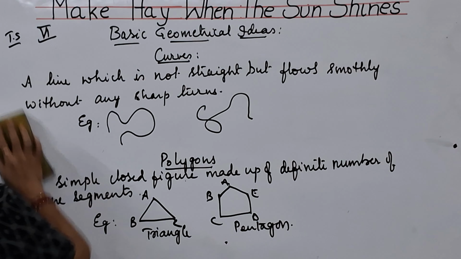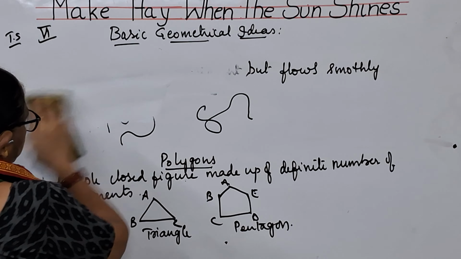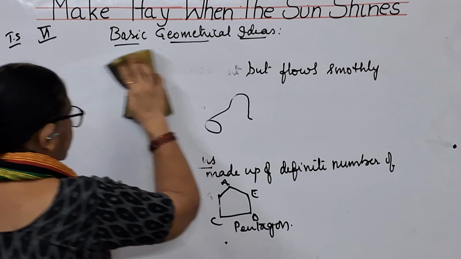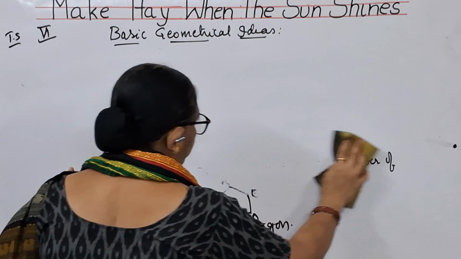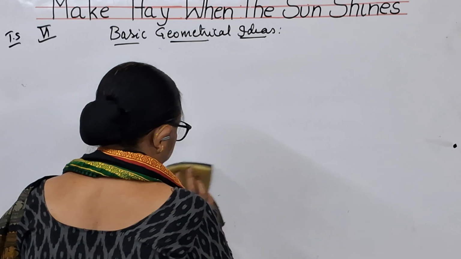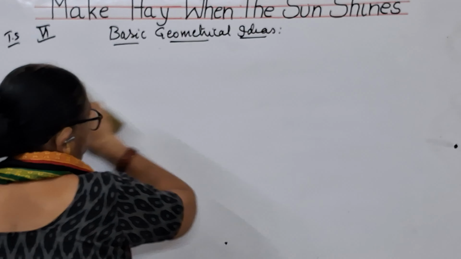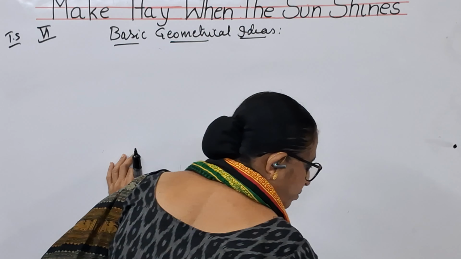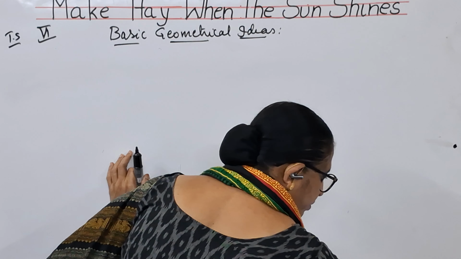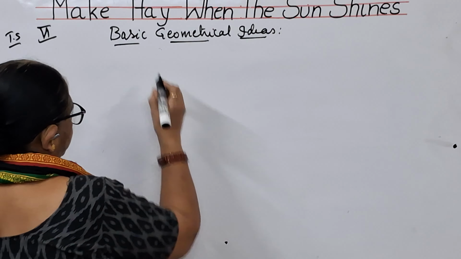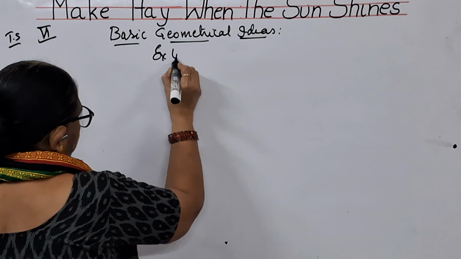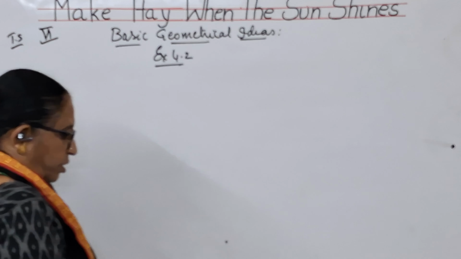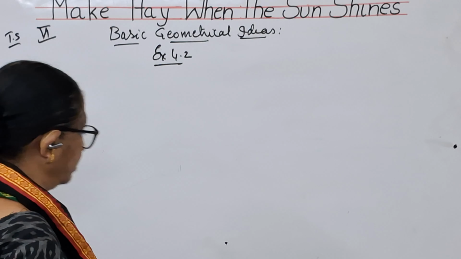Now, we will see exercise 4.2. In this exercise 4.2, children, you have got certain figures.